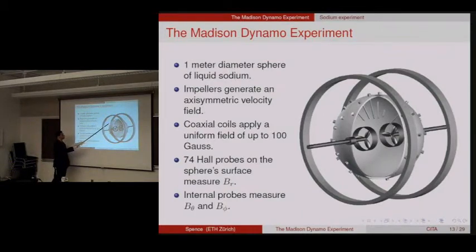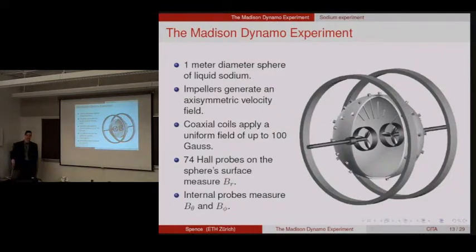The magnetic field is measured with two sets of probes. First, these little knobbies you see on the outside of the sphere here. These are radial magnetic field probes. They measure the radial component of the magnetic field at the surface of the sphere. Using these probes, we can reconstruct the magnetic field everywhere outside of the sphere due to the currents inside the sodium and due to the currents in the coils.